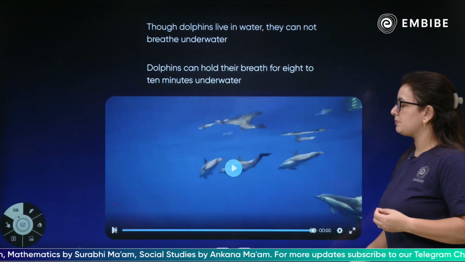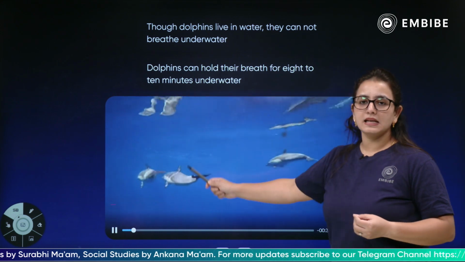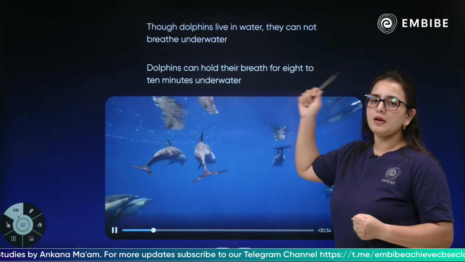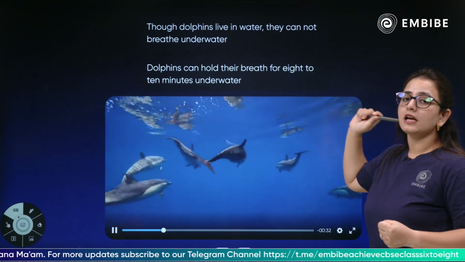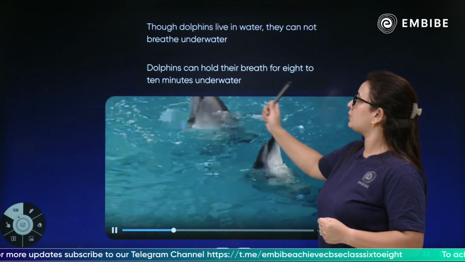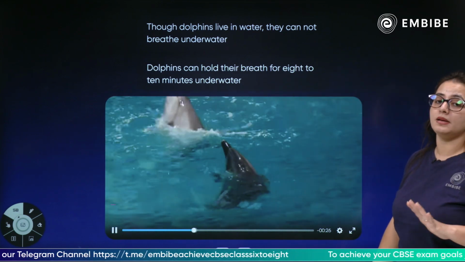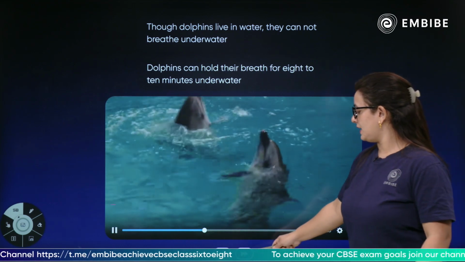So it is not possible for a dolphin to be in the deep water. They have to be at the surface, because they take in air from the surroundings and can only hold their breath for 8 to 10 minutes. They can only survive 8 to 10 minutes underwater, which is very strange.